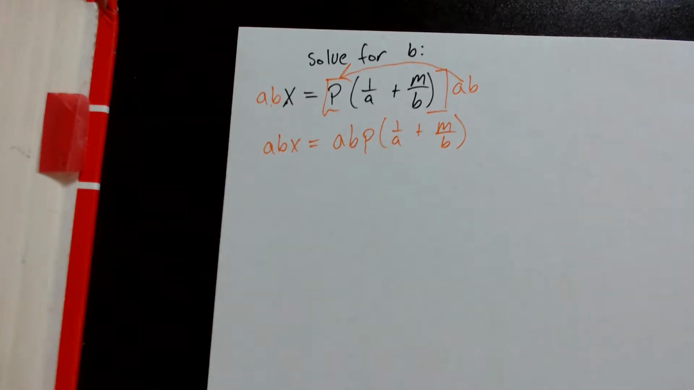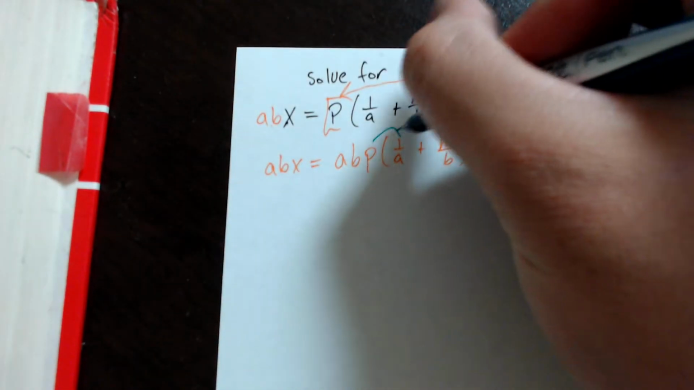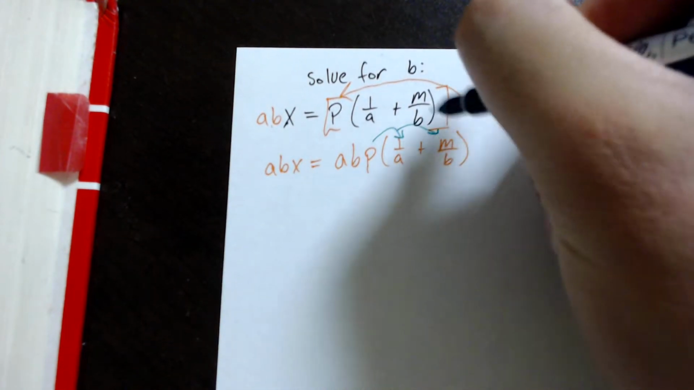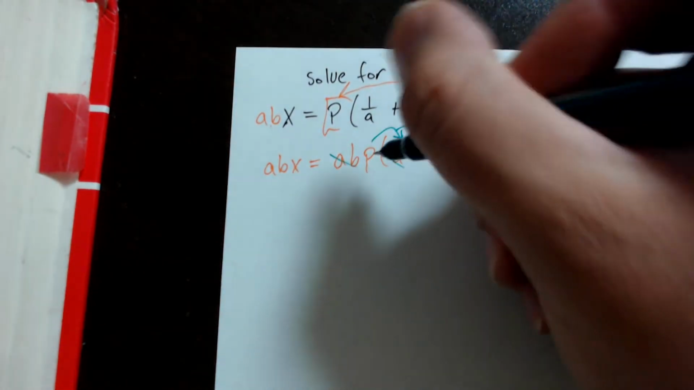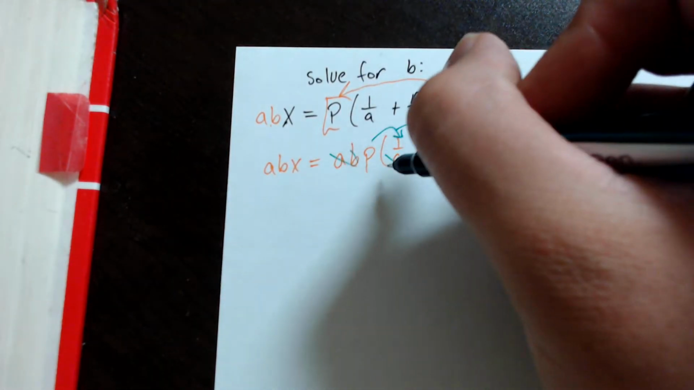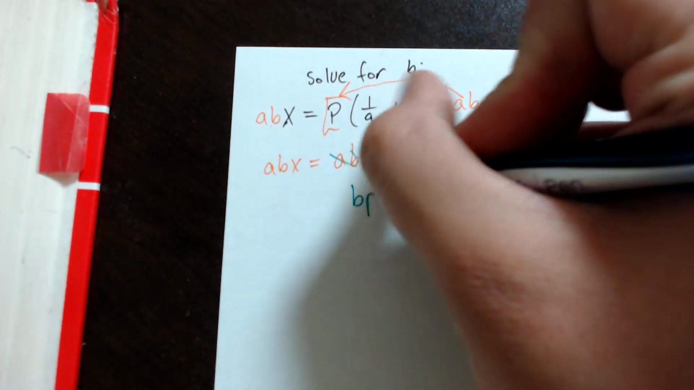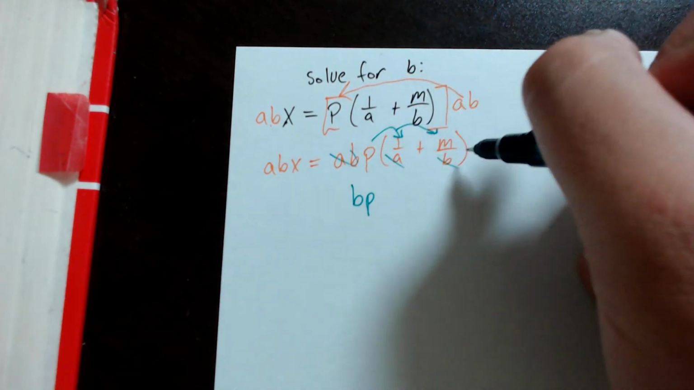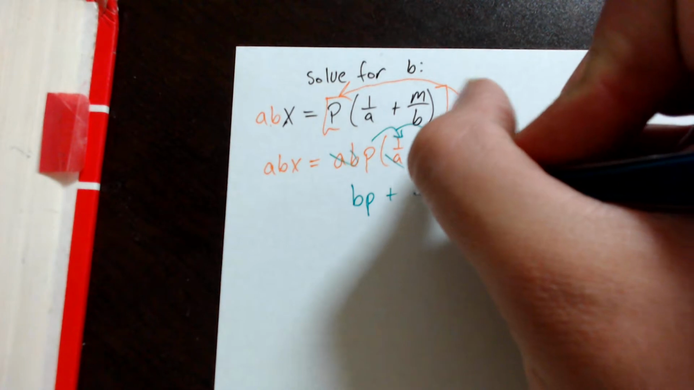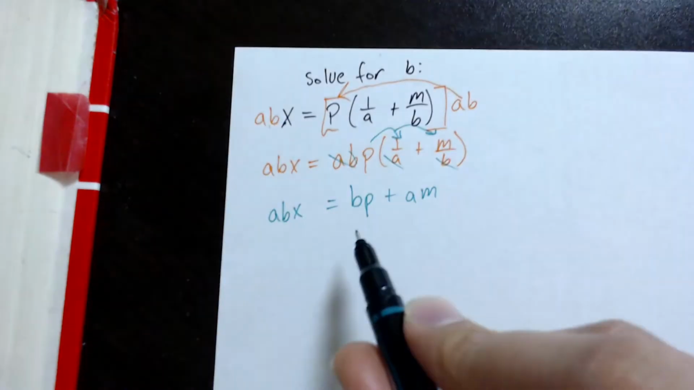Now, what makes this method really nice is the way that this distributes. So when you distribute, this A is going to cancel here, and this B is going to cancel here. So what will happen on this first term is we will end up getting BP. That will be all that's left over in this first term. And then the second term, the B will cancel, and all that will be left is the A and the M. So now our equation is ABX equals BP plus AM.